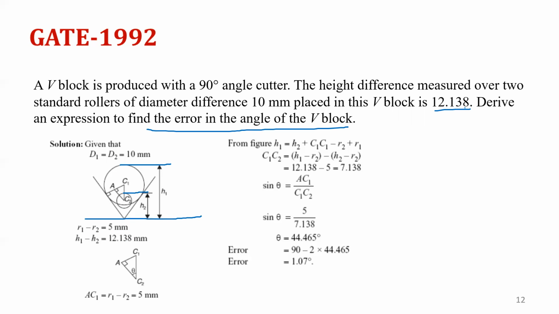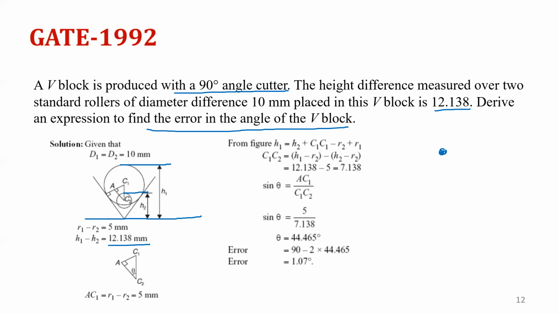Height difference is given as 12.138 mm. Now we need to find out the error. As the V block is produced with a 90-degree angle cutter, we need to find out first what is theta by 2.